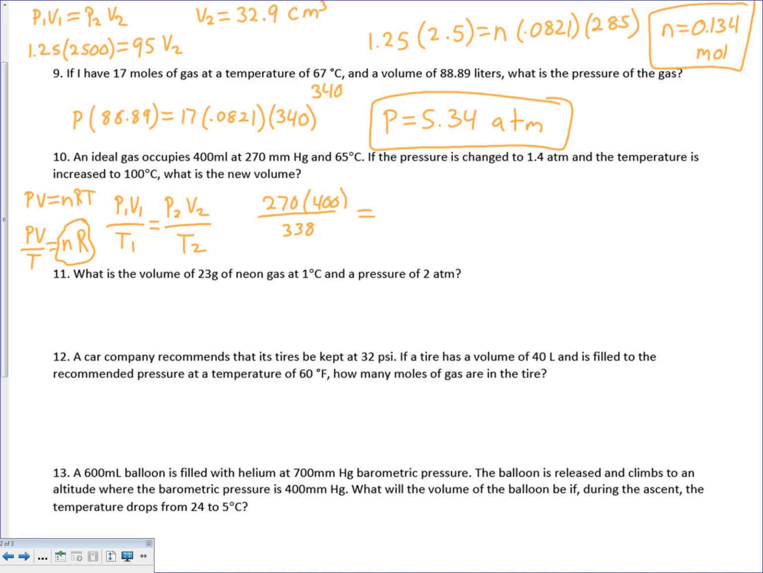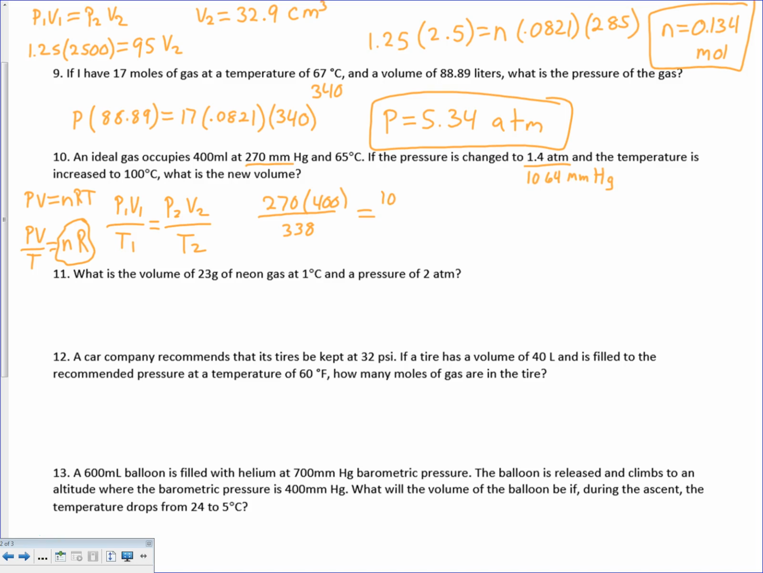Now I'll mention here, the pressure was given in millimeters of mercury on this side, 270 millimeters of mercury. Here it was given in atmospheres. So we actually have to get them to the same units. So I'm going to convert that 1.4 atmospheres to millimeters of mercury. So we multiply it by 760 and we get 1064 millimeters of mercury. Because if you're ever using these proportion equations, you need them to be in the same units, otherwise the proportions don't work out.